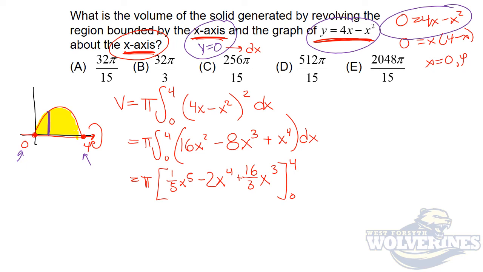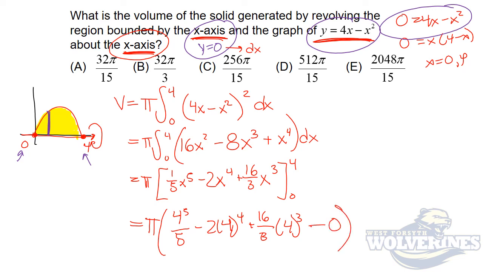All right, so I'm going to plug in the 4. There's going to be a lot of simplifying here. I'm going to spare you some of that because this video is running very long. Sorry about that. Okay, so I've got this 4 to the 5th power over 5 minus 2 times 4 to the 4th power plus 16 over 3 times 4 to the 3rd. All of this is going to be minus 0. It's a polynomial, right? So all the stuff in the back just goes to 0.